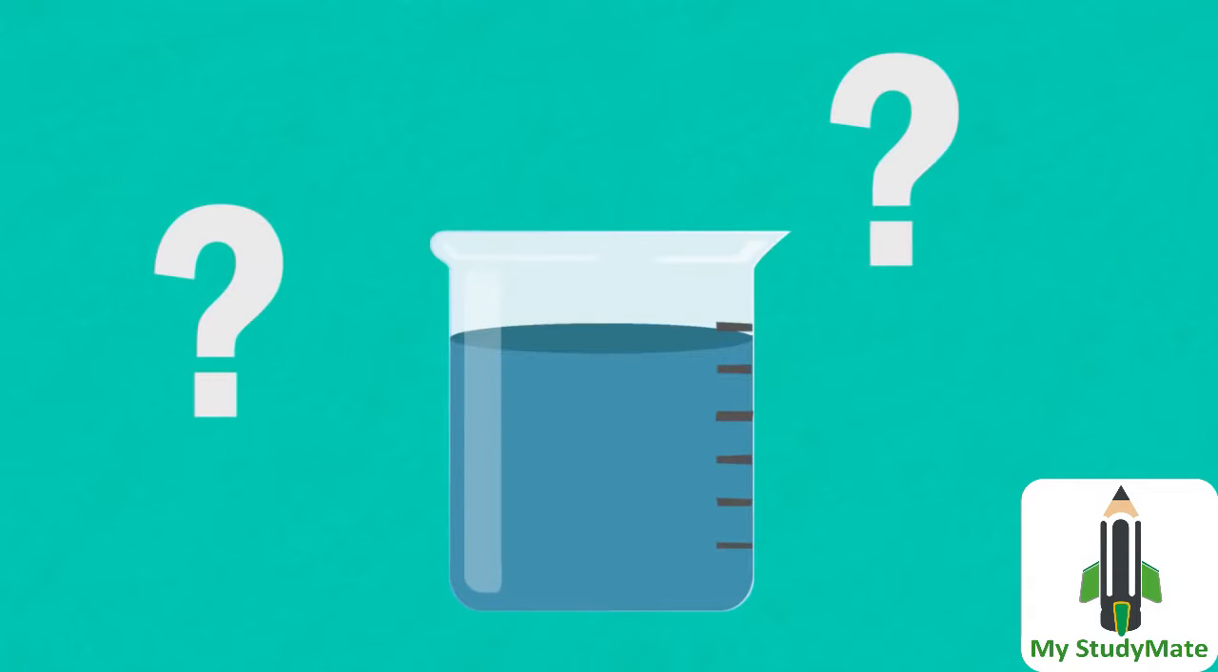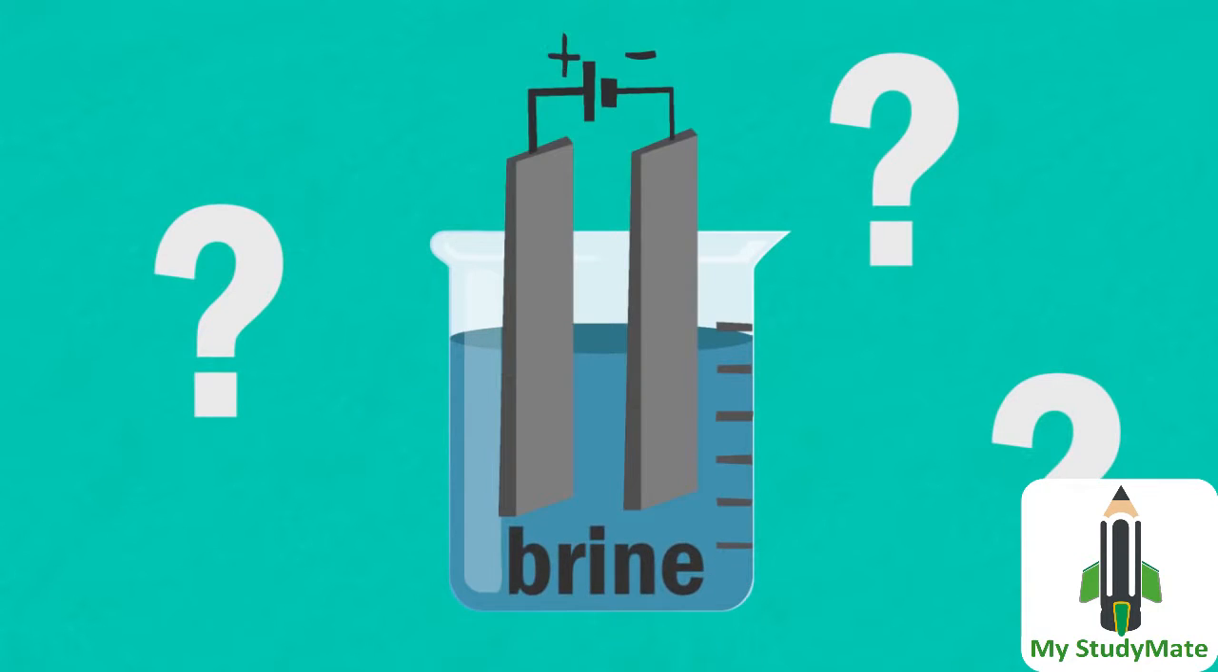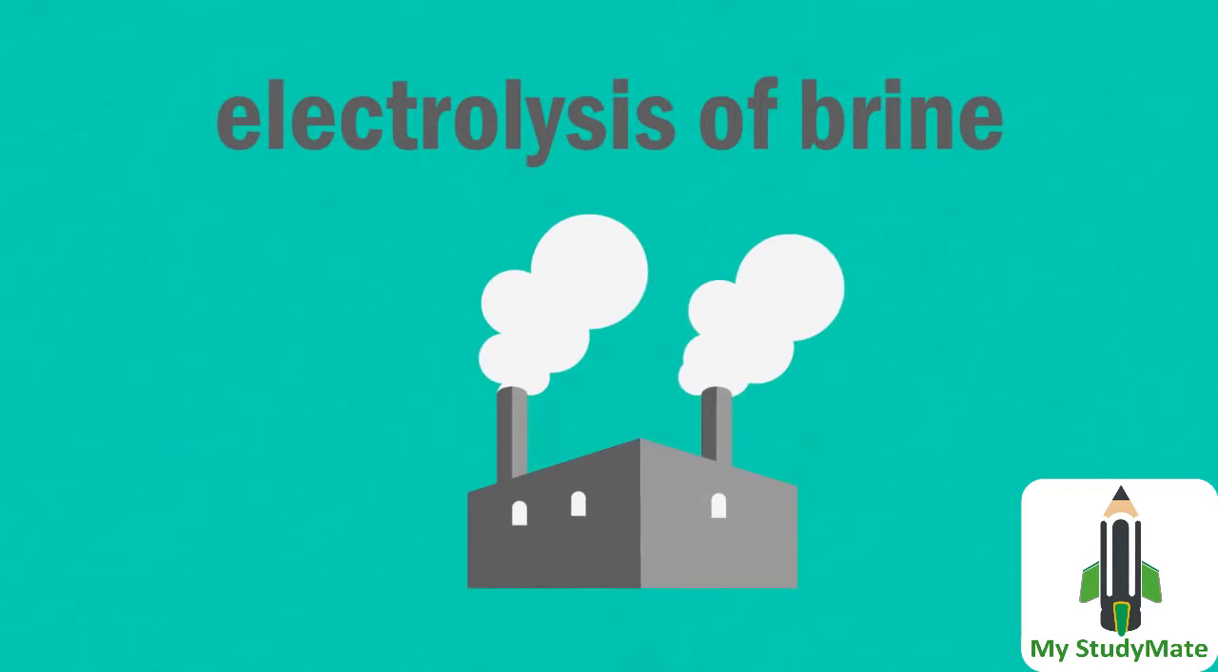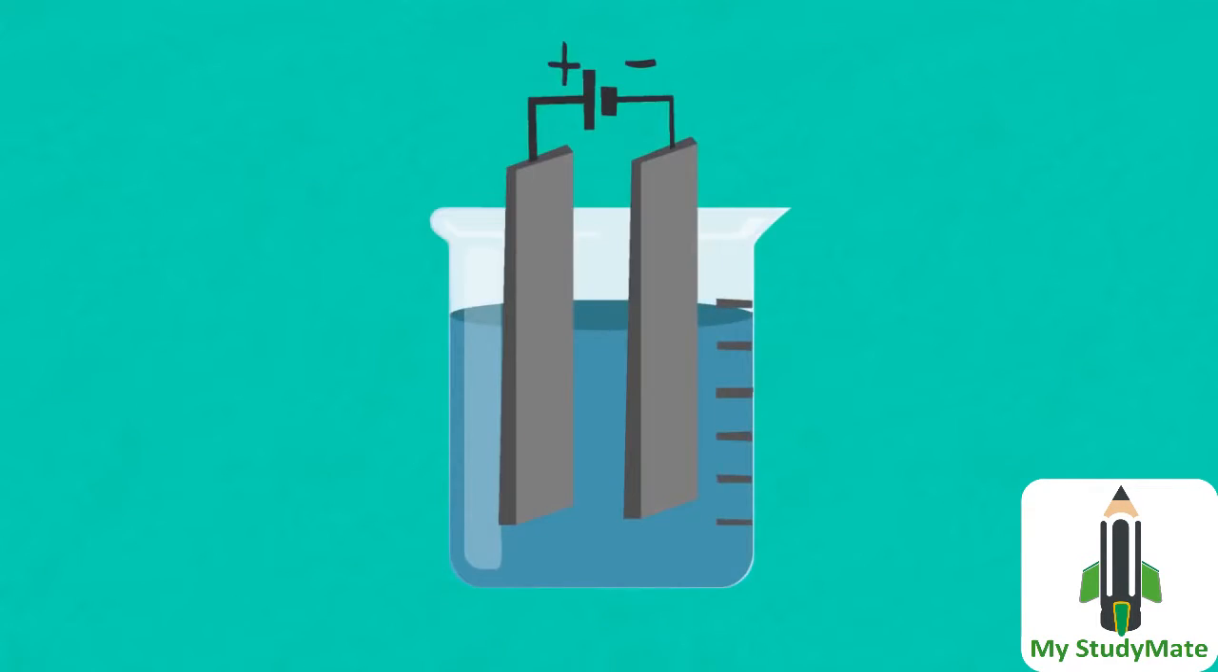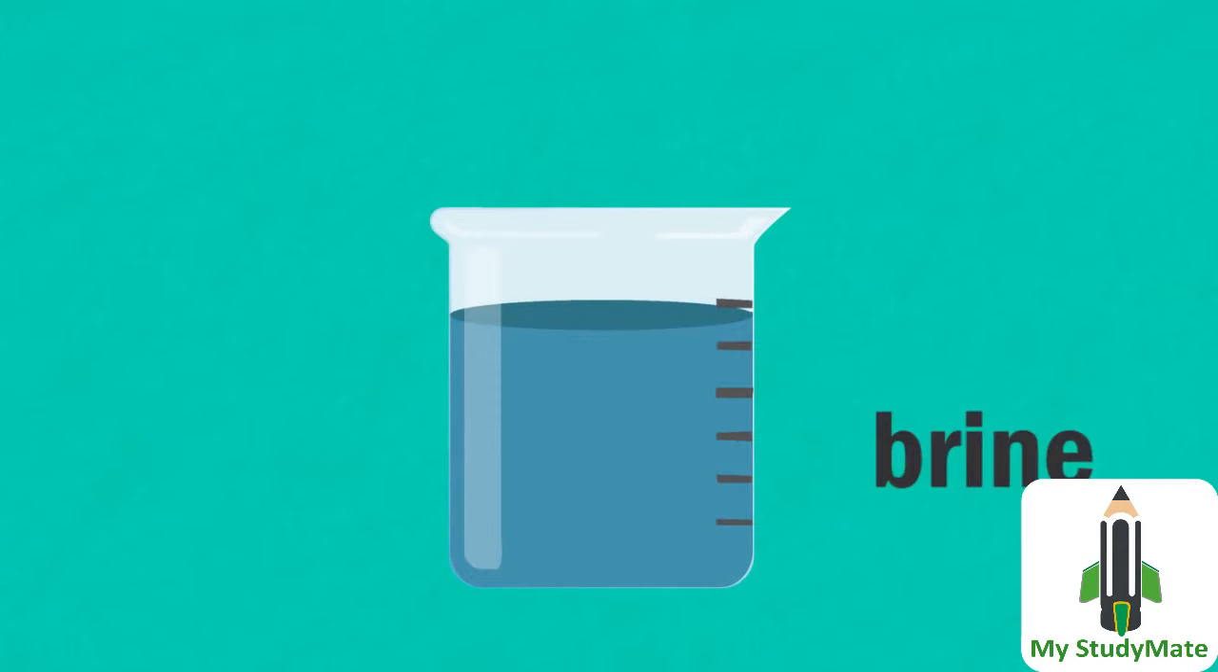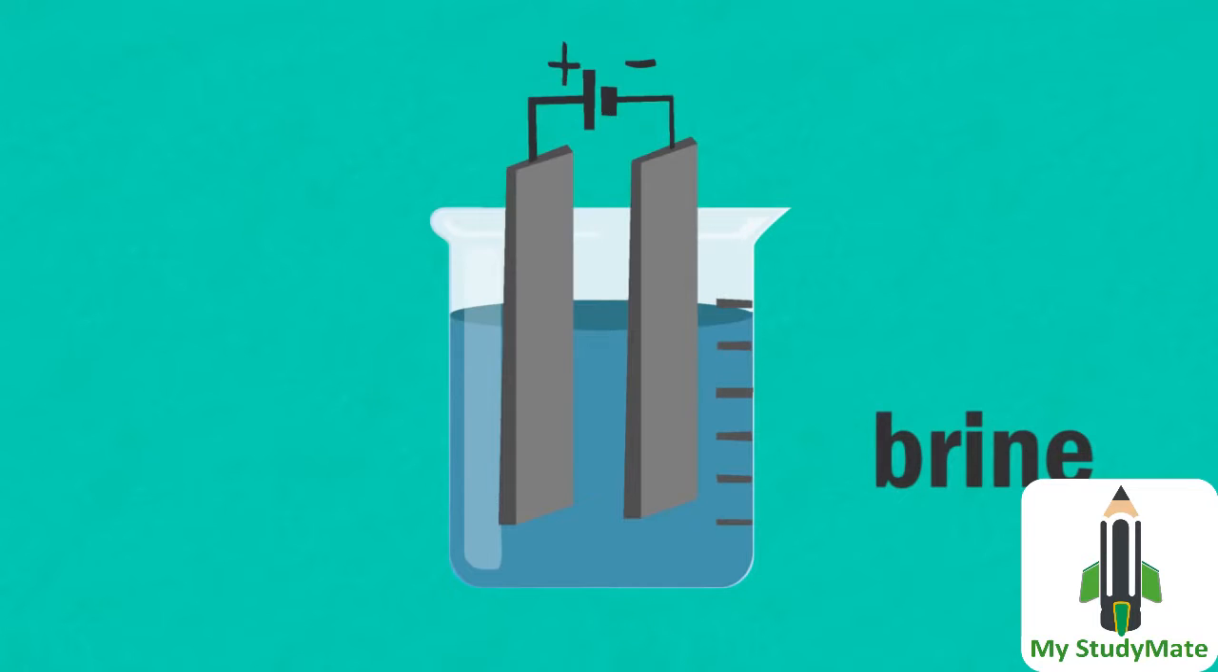This lesson looks at what happens when brine undergoes electrolysis. You may need to look at our lesson "What happens in electrolysis" before going any further. The electrolysis of brine is an industrial process which is carried out on a large scale, but we look at the process on a smaller scale in the laboratory.